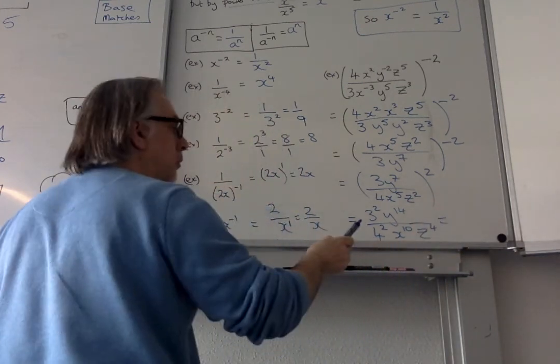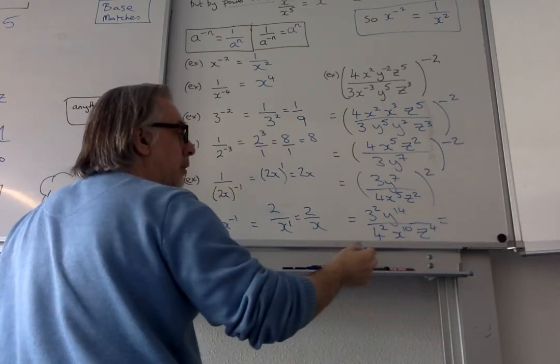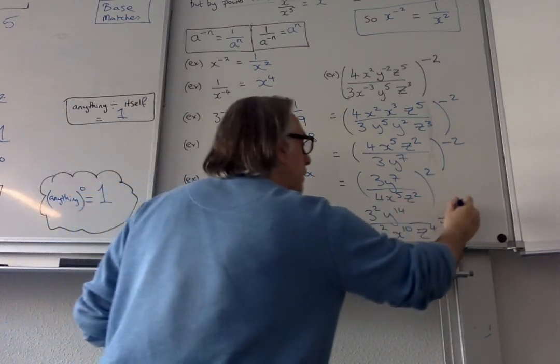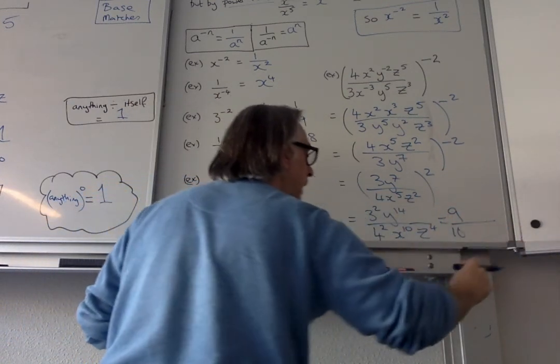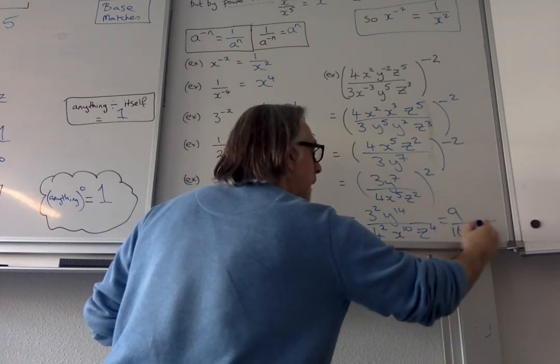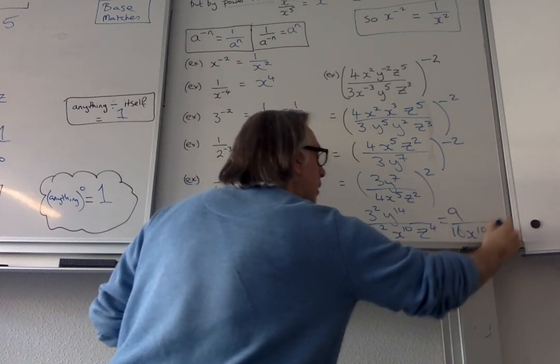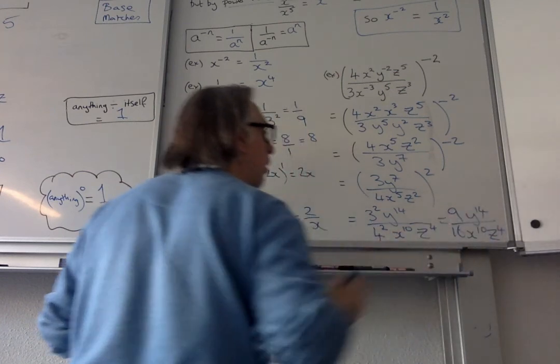And of course, most often, we take these numbers and we just turn them into regular numbers. 3 squared is 9. 4 squared is 16. There's a magnet in the way, so I'll get it out of the way. X to the 10, z to the 4, and y to the 14. All happy and done.